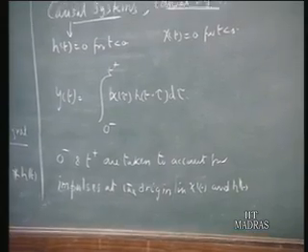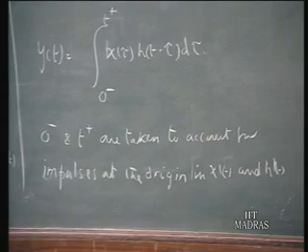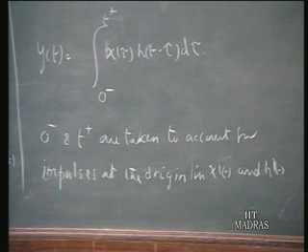If you have no such impulses, then you can always take the limits from 0 to t. But if you have impulses present, it is advisable to take from 0 minus to t plus. That is how it goes.